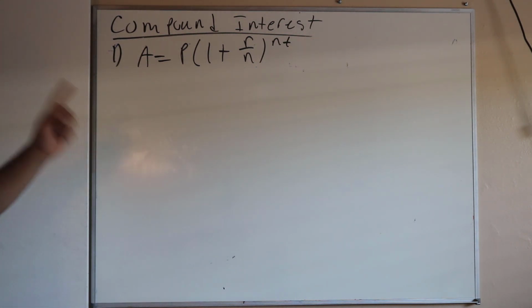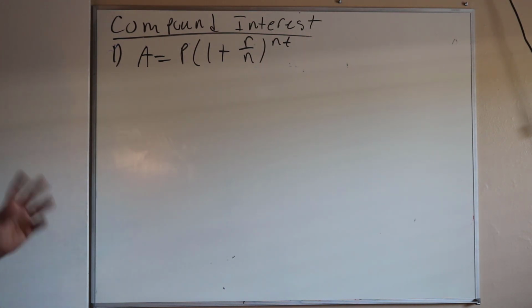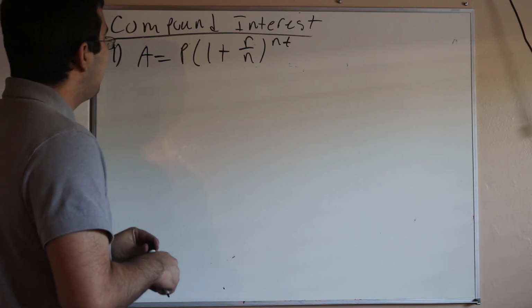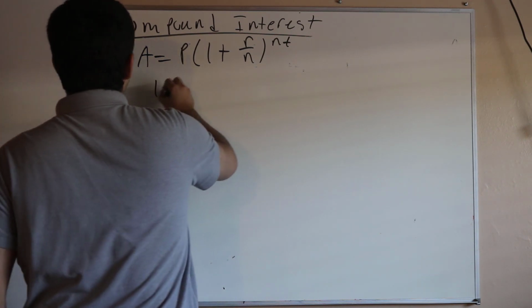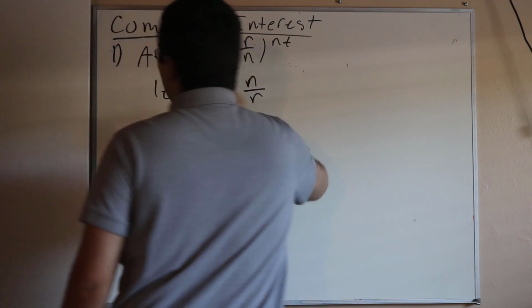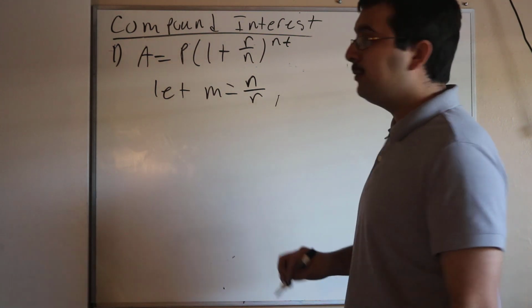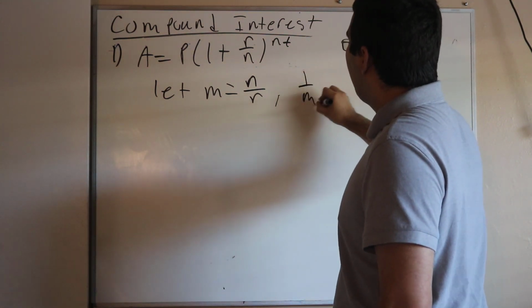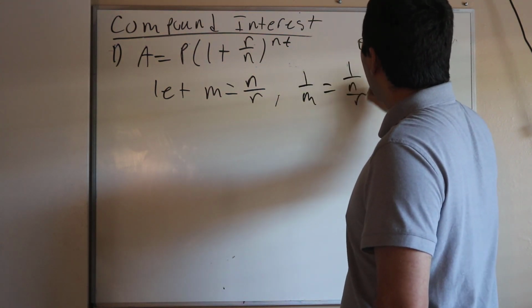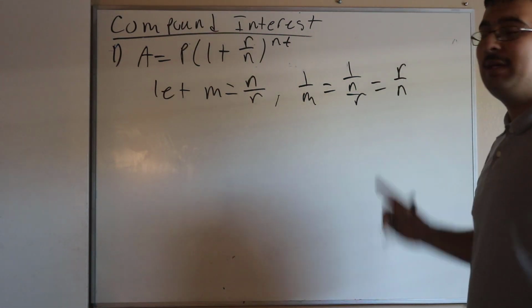Well, in order to talk about that, we've got to be a bit tricky before we get into that discussion. We're going to let m equal n over r. What that's going to do is make 1 over m equal to 1 over (n over r), which equals r over n. Okay? That's going to be important.